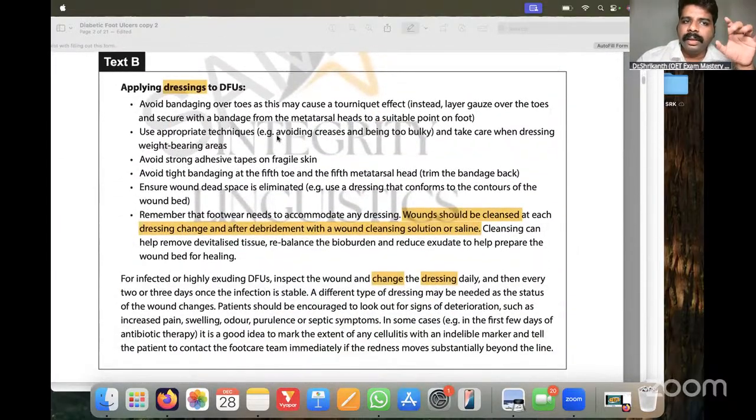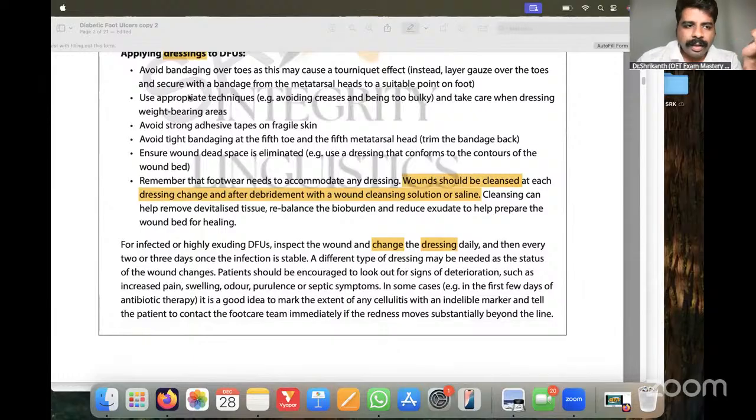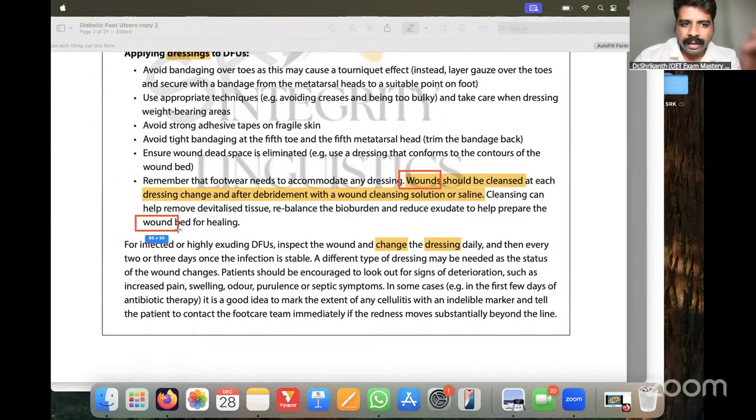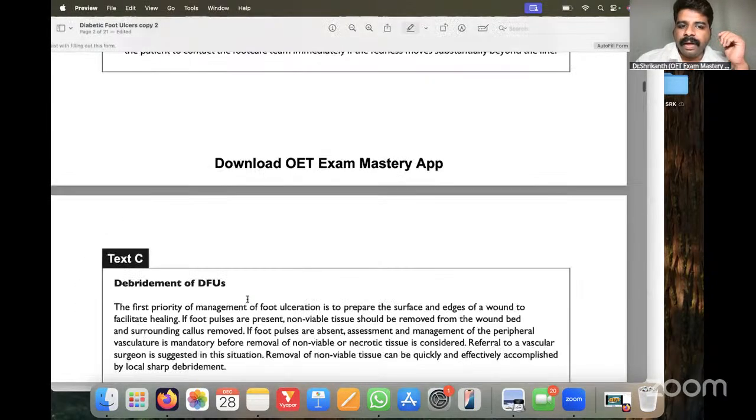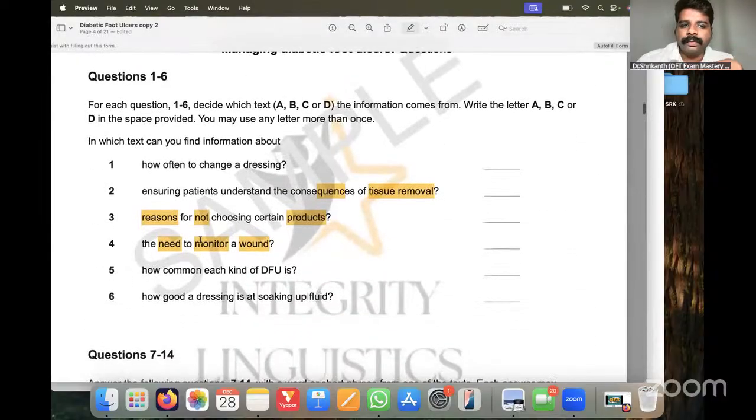But over here, they're talking about dressings to wounds. Dressings to wounds. And see, we have the wounds coming over here. The same keyword is being repeated multiple times. Here the wounds, here also wounds, and once again the word wound is coming. Several times the wound is repeated over here, and this is emphasizing why it is important that we have to monitor the wound. So therefore, the fourth question's answer, the need to monitor a wound, is right over there.